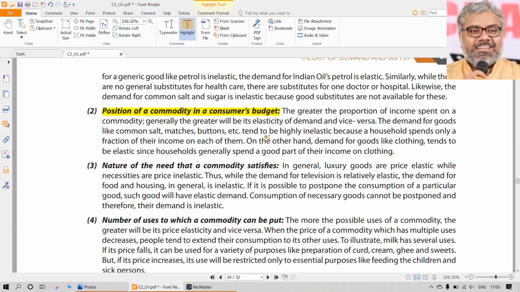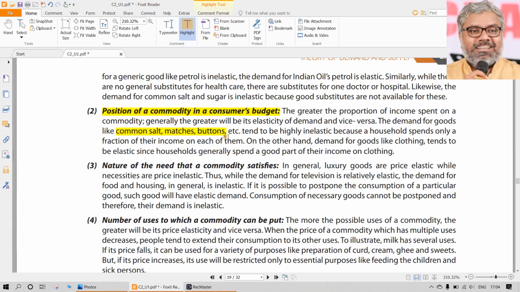Position of a commodity in a consumer's budget. You can take any example, like a normal household. If you take common salt, matches, buttons, etc., do they have a huge portion in the normal monthly budget? Is any family going to spend 30% of their income on salt and matchboxes and the like? Definitely not. Means what? These all have a very low place in the consumer's budget. Low place does not mean they are not important.